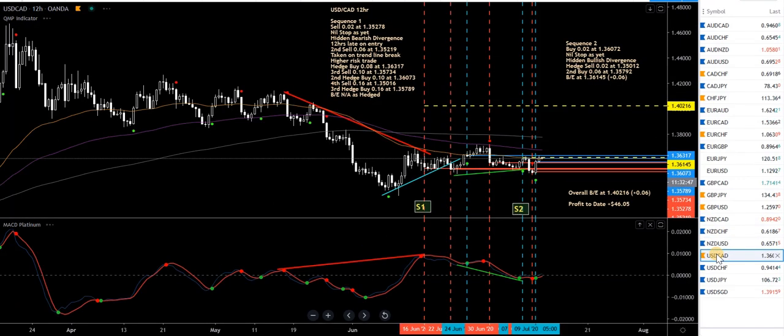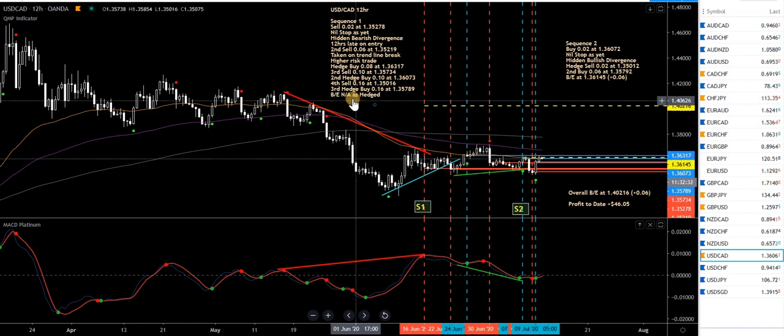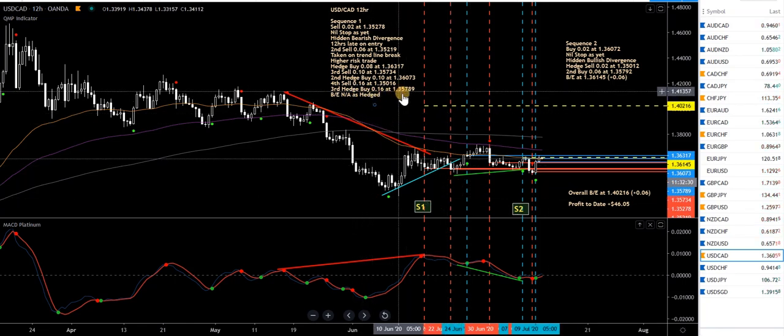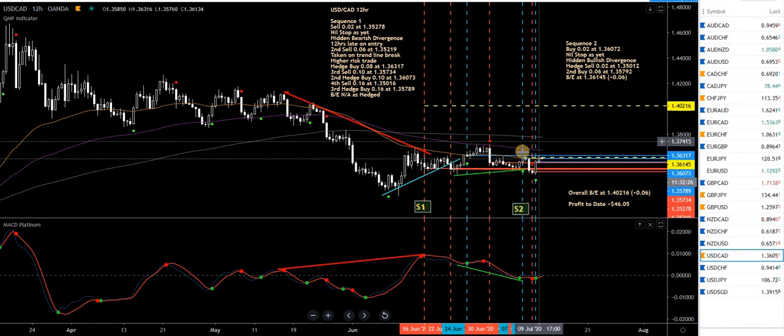USD CAD, something I did this morning. Took a buy. It's gone from buy, sell, buy. So I took a buy this morning. So on sequence 2, it's a second buy, and on sequence 1, it was a third hedge buy. There's my break even for the sequence 2, which is added at the moment. So I know it's all very tight, it's pretty hard to see in a sec.